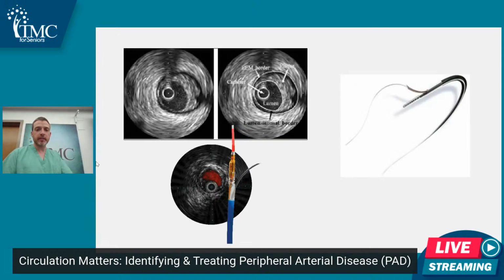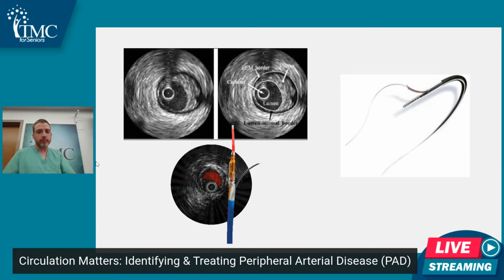The other thing is we have these fancy ultrasounds where you can actually see 3D images on the inside of the blood vessels. So you can kind of see the plaque. The black circle around there is the edge of the vessel, and this crescent white is the plaque that's building up inside of the blood vessel.